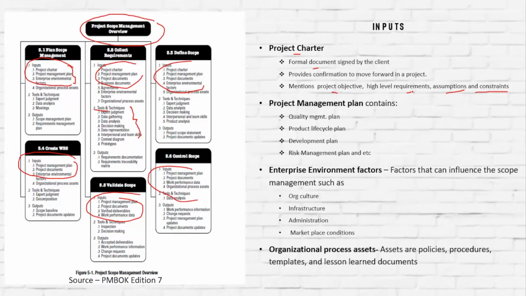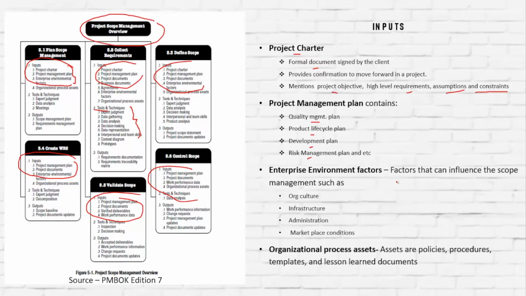Next is the project management plan. Now, project management plan consists of quality management plan, product life cycle plan, development plan, risk management plan, like a management plan for all the areas, all the knowledge areas, or all the project areas. Next is enterprise environmental factors. These are factors that can influence the scope management of the project. Second is the infrastructure.